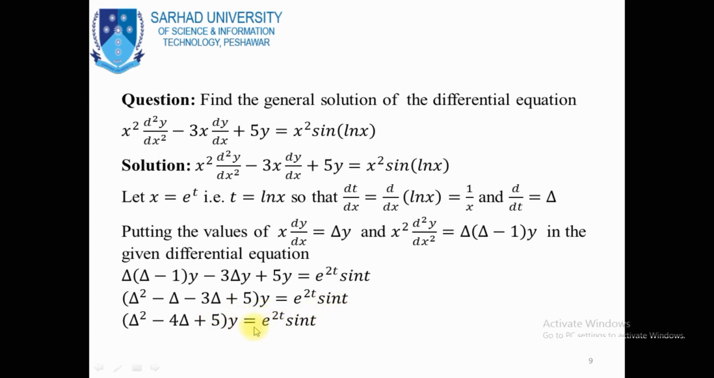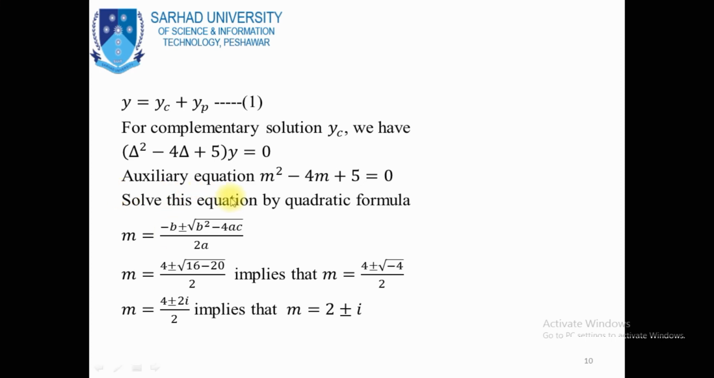Now this is the second order non-homogeneous linear differential equation. So this equation has two solutions. One is the complementary solution and second is the particular solution. For the complementary solution, we consider the homogeneous differential equation. This homogeneous equation has two solutions. Y is equal to 0 is the trivial solution, but we need the non-trivial solution. For the non-trivial solution, we consider the auxiliary equation m square minus 4m plus 5 is equal to 0.